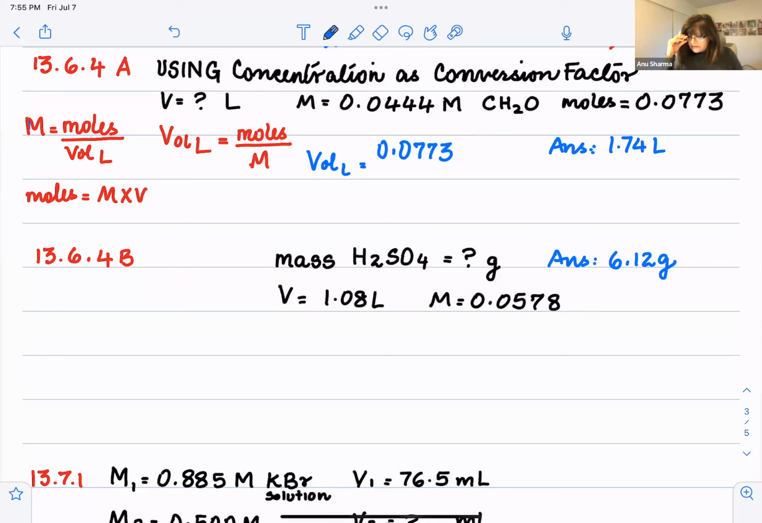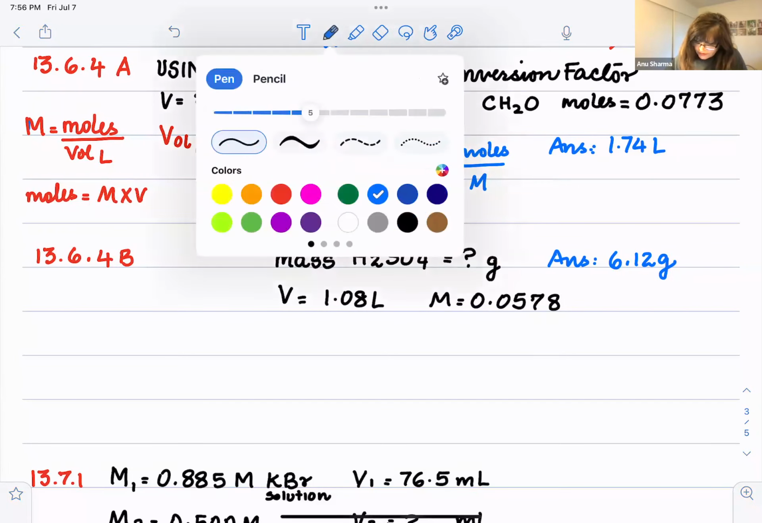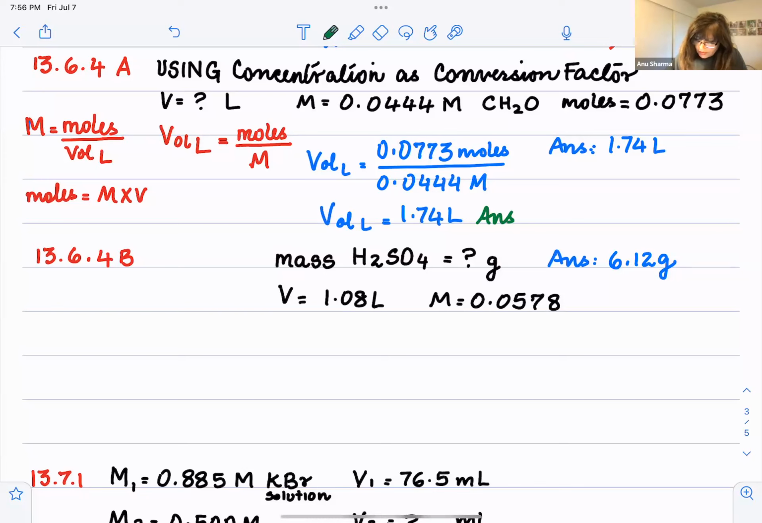Moles is 0.0773, divided by the molarity, which is 0.0444 M. So 0.0773 divided by 0.0444, and you get volume in liters equal to 1.74 liters, and that is the answer. So always make sure that you write the units and what it is we were trying to accomplish.